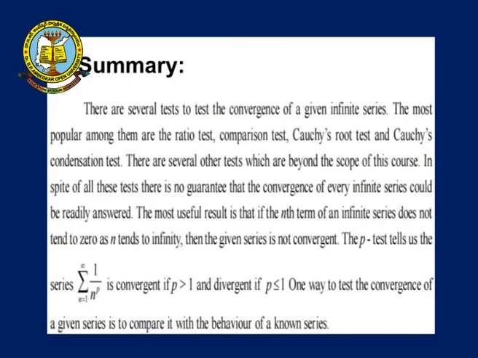In this summarization, by using the p test, comparison test, Cauchy's condensation test and D'Alembert's test, we can decide whether a sequence or infinite series is convergent or divergent. It is based on the nth terms, and from observation of the behavior of the sequence we can decide whether the sequence or series is convergent or divergent.